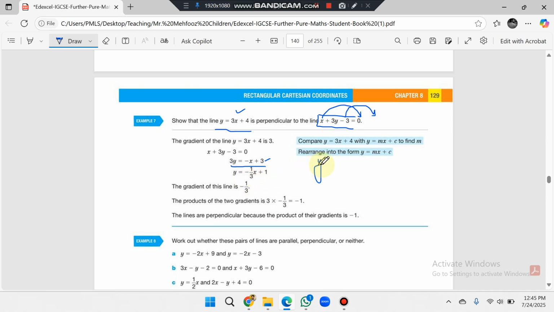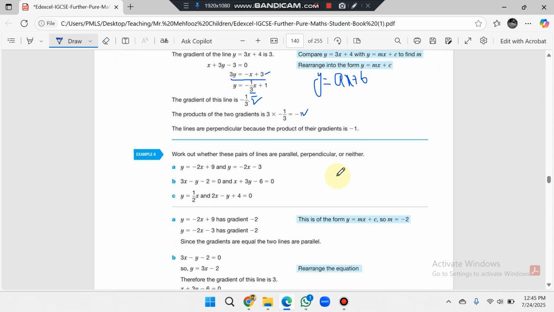Now its form is like y is equal to ax plus b, or you can also say y is equal to mx plus c. So after that, the gradient is minus 1 over 3 in this case, and the gradient is 3 in this case. When we multiply these two gradients, your answer will be equal to minus 1. It means that these two lines are perpendicular to each other. The lines are perpendicular because the product of their gradients is equal to minus 1. Understand or not?